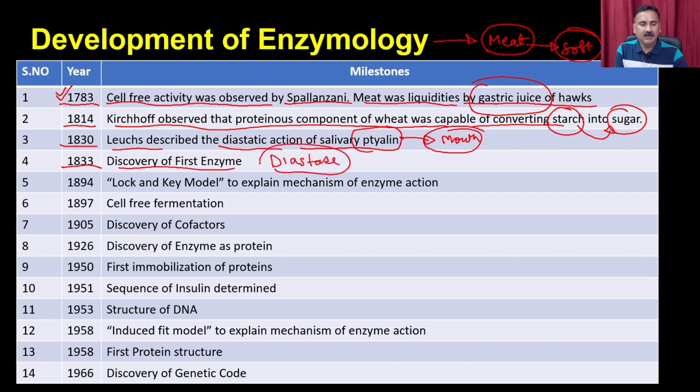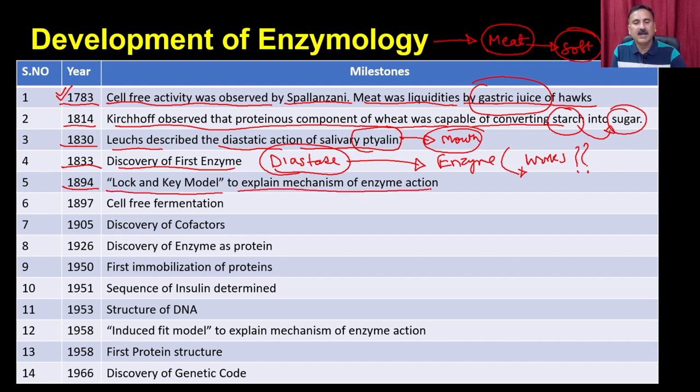And then in the year of 1894, because once you discovered the enzyme, people thought that okay, let's see how the enzyme works, right. So how the enzyme works was the first curiosity or first question people have asked. And that's how in the year of 1894 the lock and key model was proposed to explain the mechanism of enzyme action. You don't have to worry about this because we are actually going to discuss the lock and key model in the later lectures.